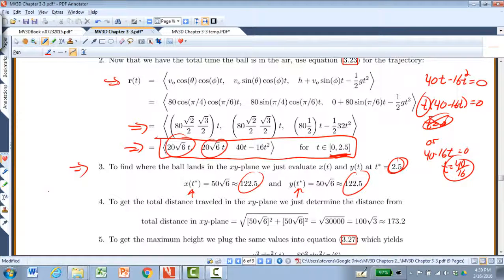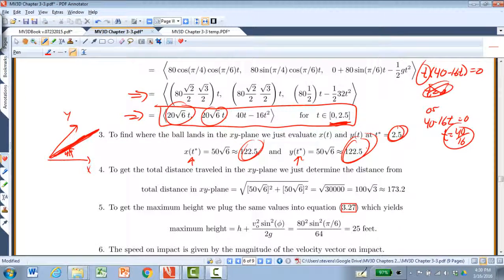And it should make sense that both of these are the same, because when I launch this thing, if this is x and this is y going into the page, 45 degrees splits that right down the middle. So that's along the line y equals x. So they're going to be the same, and that should make sense. The total distance traveled in the xy plane, where it lands down here, is the square root of 122.5 squared, or 50 root 6 squared, whichever one you want to do, plus 50 root 6 squared, so about 173. So the distance that it travels in the xy plane is about 173 feet.